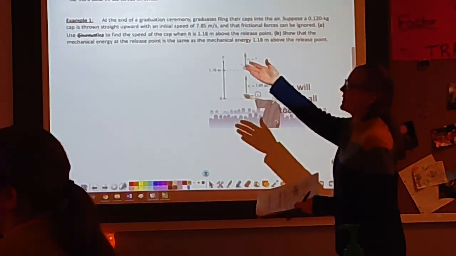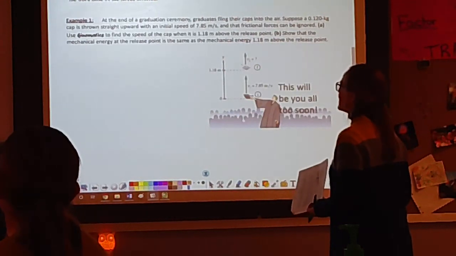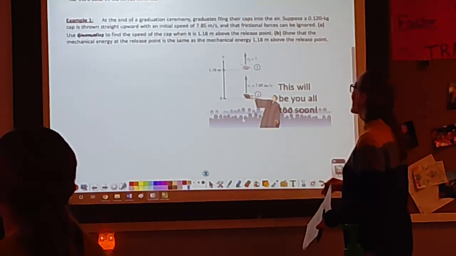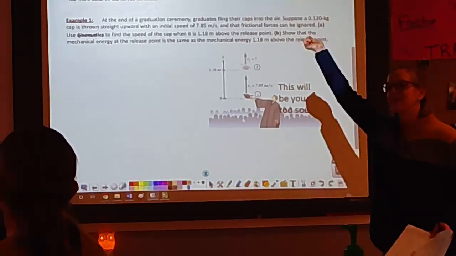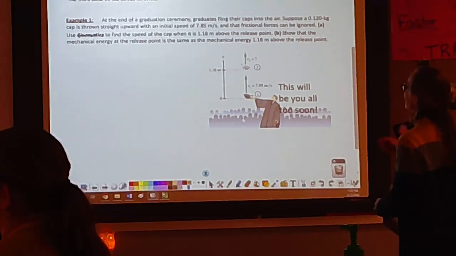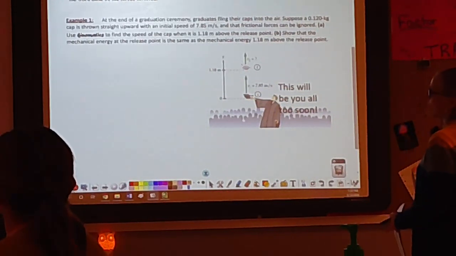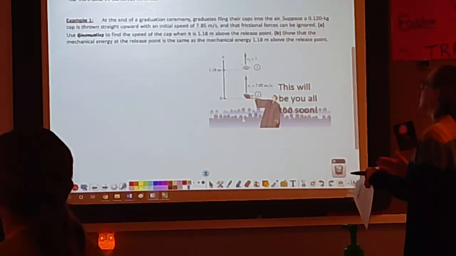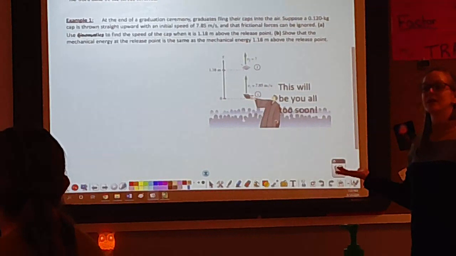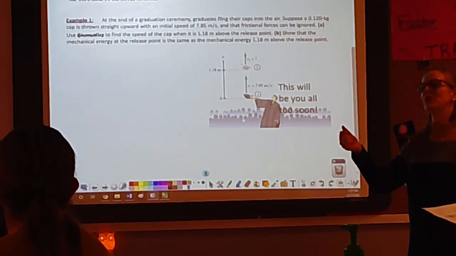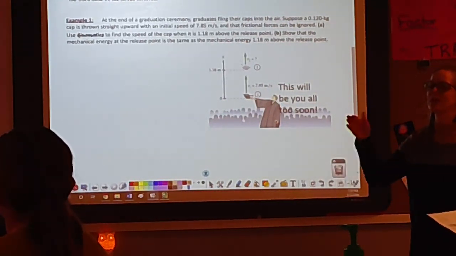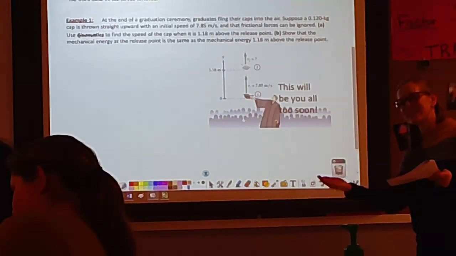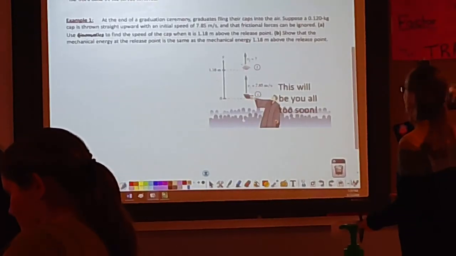Okay, let me add a preface there. If the coronavirus doesn't continue, at the end of your graduation ceremony, graduates fling their caps into the air. We can do it on Google Hangouts if you want. Suppose this is how big a cap is. A 0.12 kilogram cap is thrown straight upward with an initial speed of 7.85 meters per second, and frictional forces can be ignored. What we just said, the principle of conservation of mechanical energy, applies. When we eliminate friction, K and U add to the same amount the whole entire time.